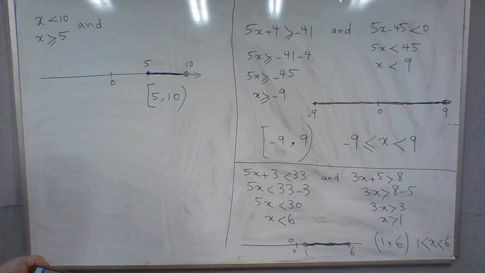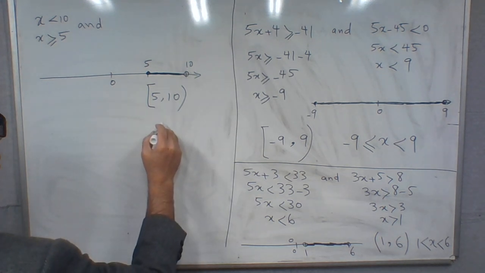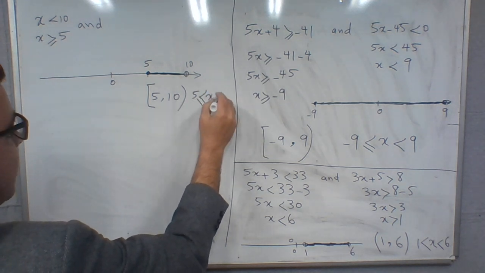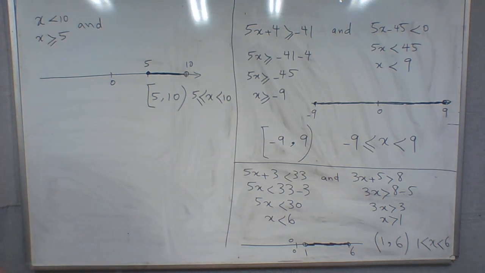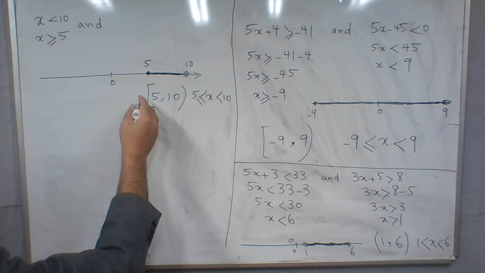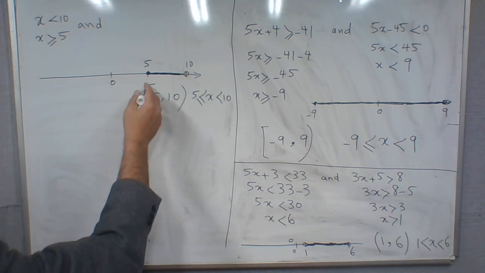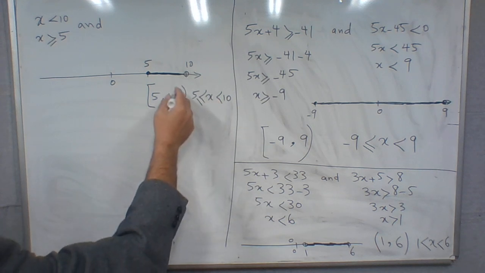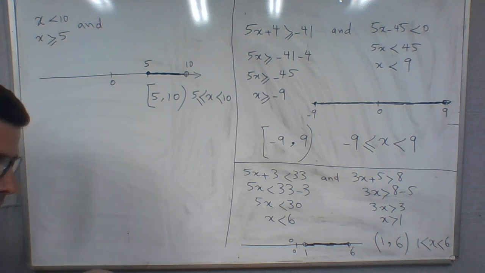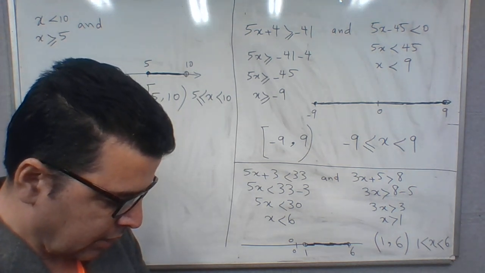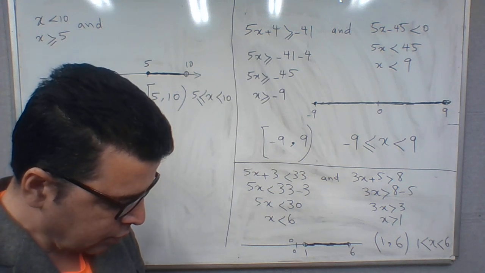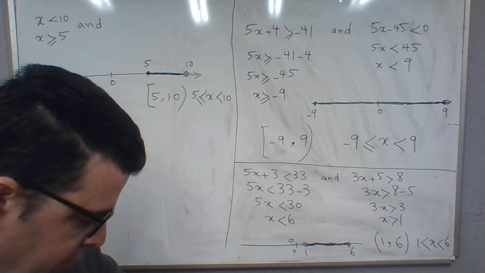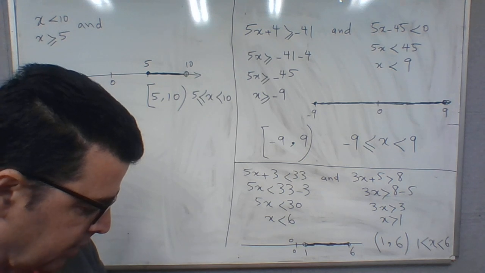And then inequality notation. So the inequality is x greater than or equal to 5 and less than 10. So this equality is related to the bracket, and this strict inequality is related to the parentheses. Okay. Now we go to problem 92. No, we already did 92, 93.